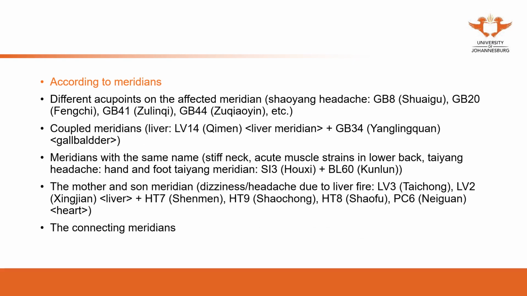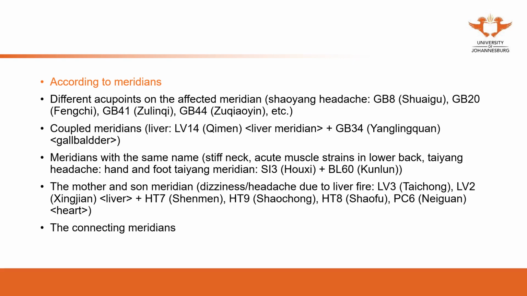According to the meridian, this can be from the meridian differentiation. So that's from your self-study. Shaoyang headache, on the side of the head, such as a migraine: you can use GB8, GB20, GB41, GB44 from the Shaoyang meridian, the gallbladder. You also can use the coupled meridian. When a patient suffers from a liver problem, you can use liver 14, Qimen. You can also add GB34 from the gallbladder. That's the coupled meridian.